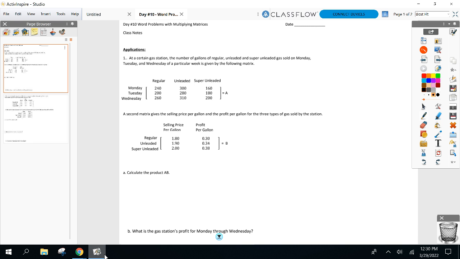So this first one's about gas here. You got matrix A. Your rows are days. Columns are the type of gas. And then I got matrix B. Rows are the type of gas. Column is price per gallon and profit.